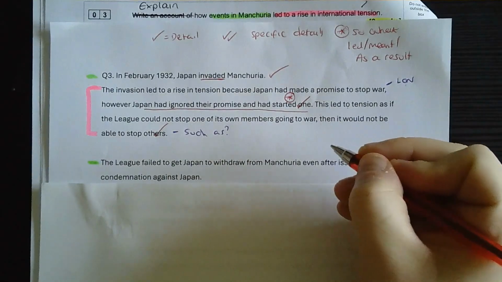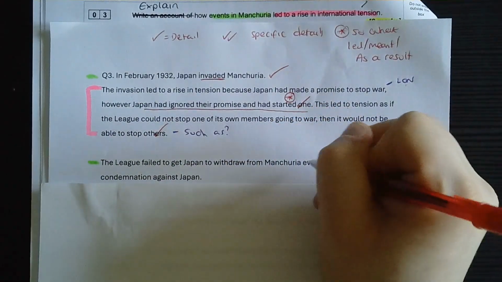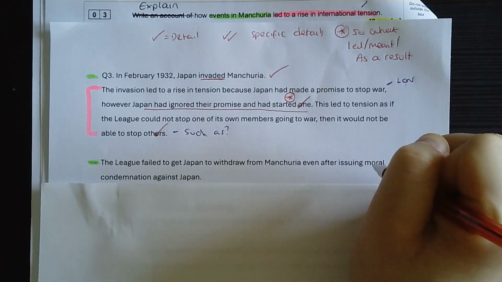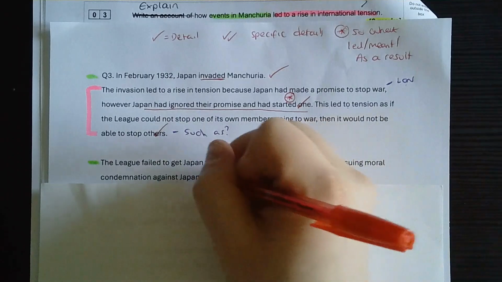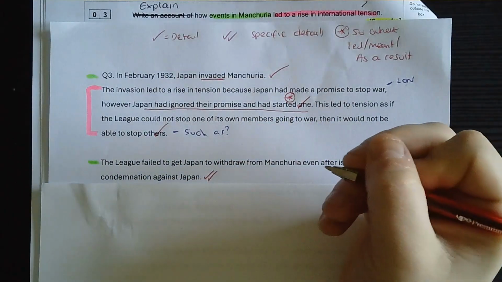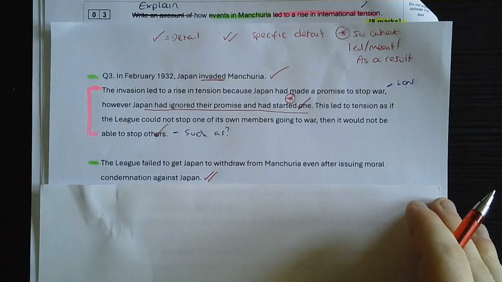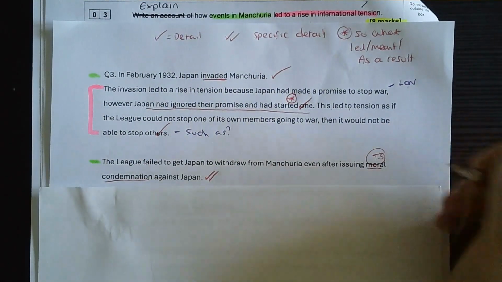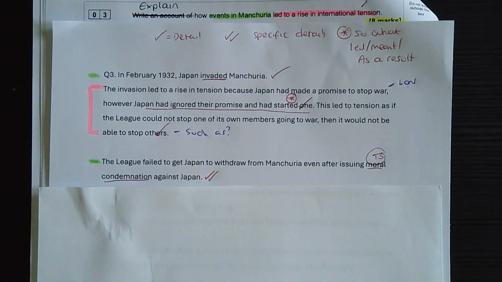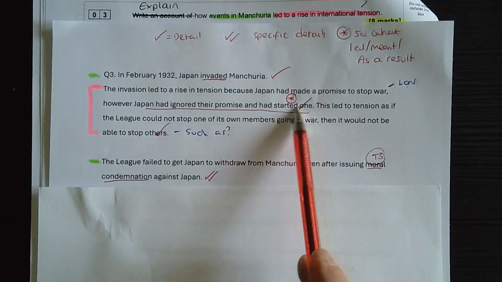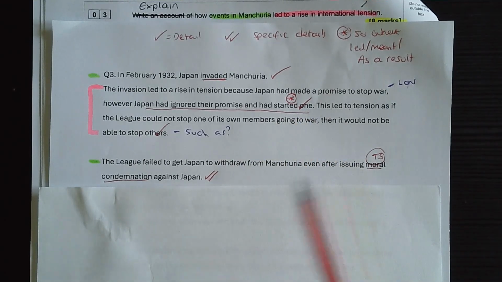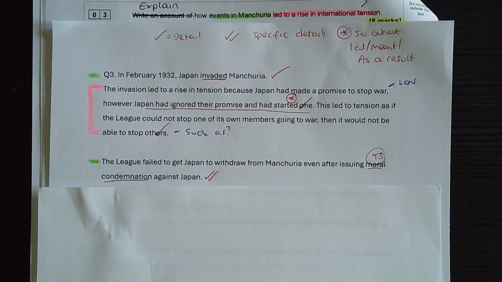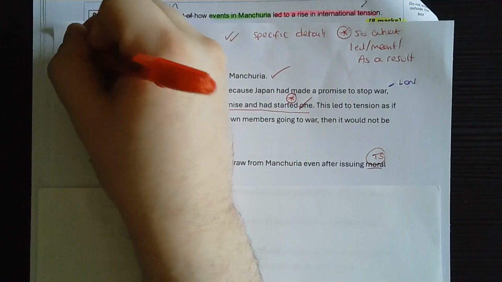So the League did fail to get Japan to withdraw from Manchuria, so that's detailed, even after issuing moral condemnation, that key tier 3 word, against Japan. So for me, this is detailed, so I'm going to give it 2 ticks, specific detail, because it's got issuing moral condemnation, a tier 3 term. And if you notice above, there is no tier 3 there, so tier 3 top level vocabulary, keywords, leads to more of an impression on the examiner.